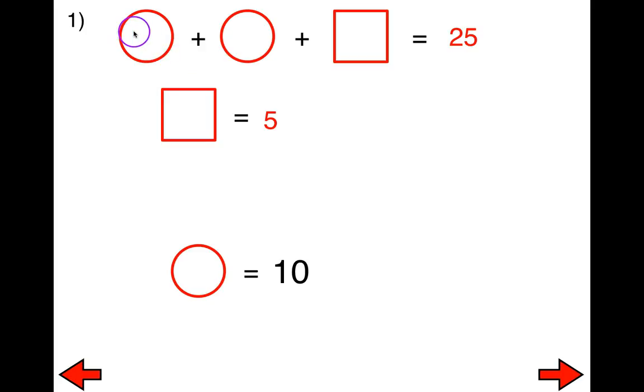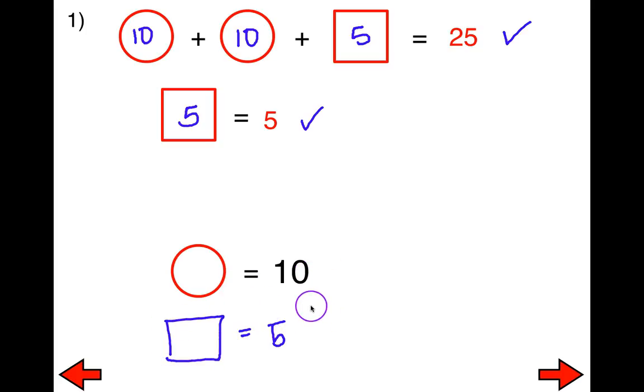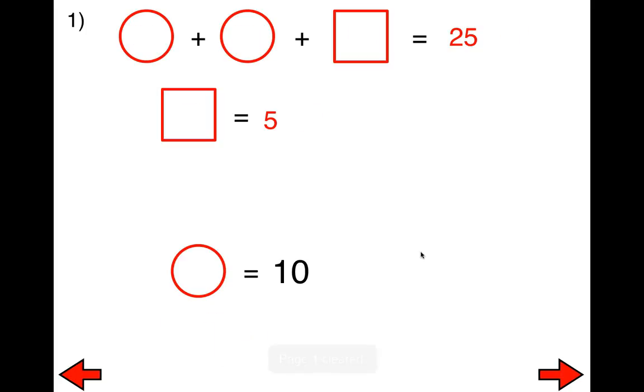So if a circle equals 10, I'm just going to go ahead and say this is 10 plus 10 plus a square, which is supposed to be 5. Is this true? 10 plus 10 plus 5 is 25, so that works for the first one. Well, here we are claiming that a square is 5, so does 5 equal 5? Absolutely. So here I can conclude that a circle equals 10 and a square equals 5 is my answer. So obviously here you couldn't write your solution as an ordered pair because it's just circles and squares, but if you did have it as x's and y's, you would definitely be able to write it as an ordered pair.